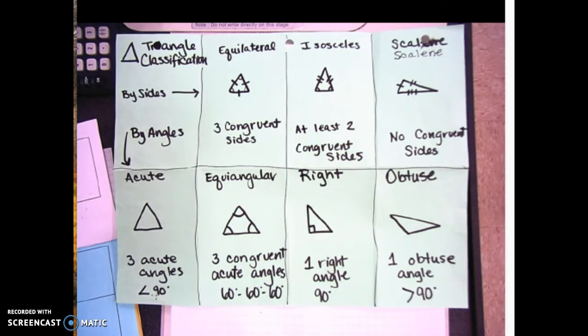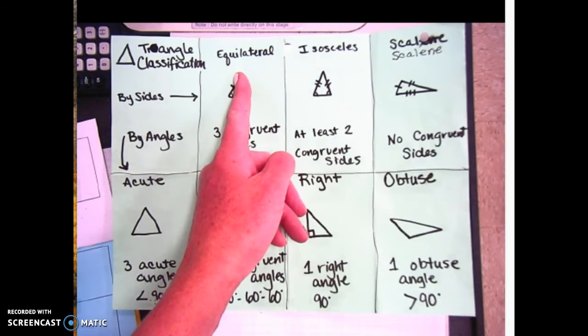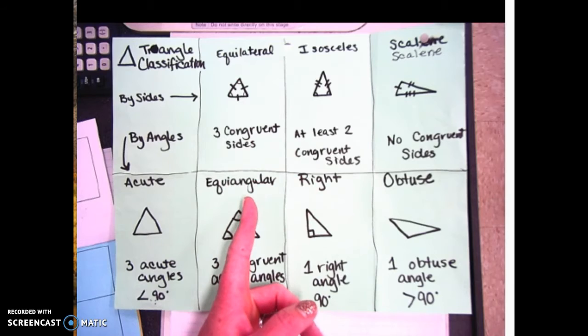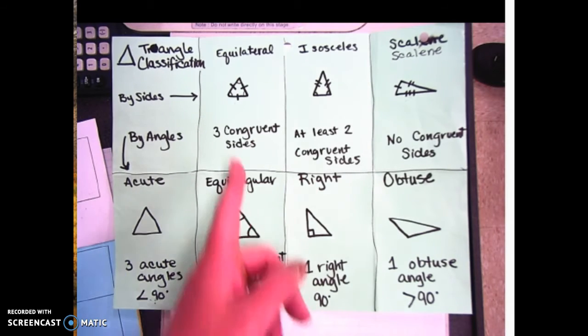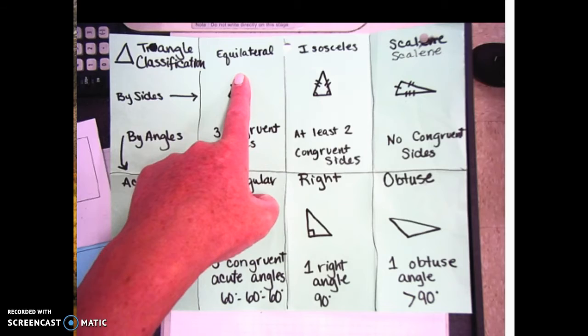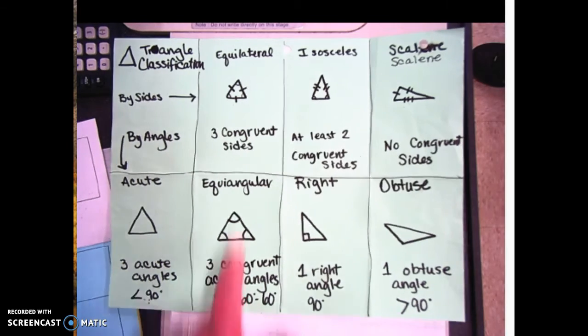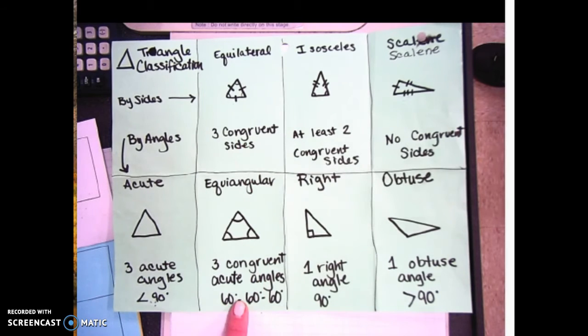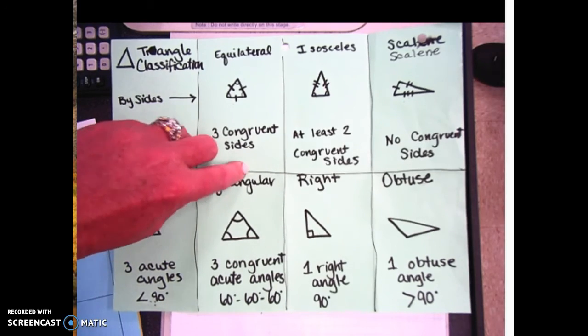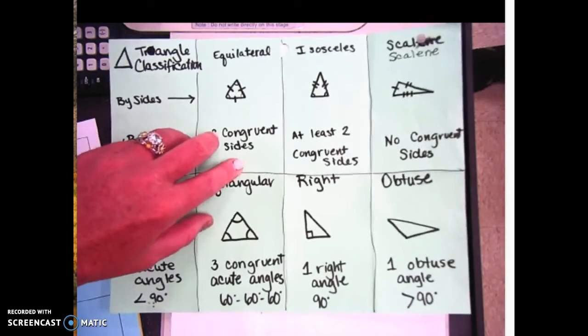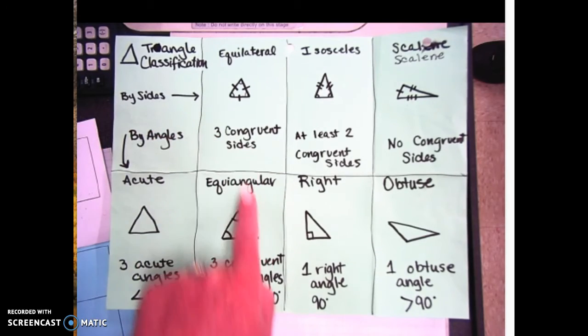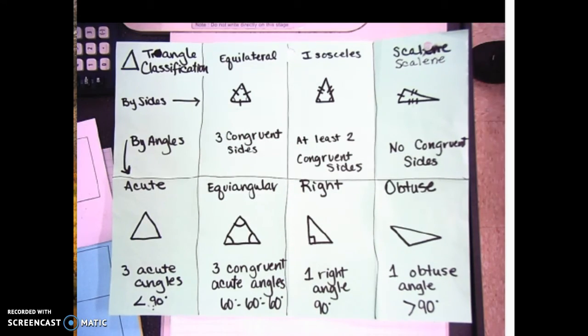So one thing I want to point out here is that I strategically placed where the equilateral triangle is at with where the equiangular triangle is at. If your triangle is equilateral, guess what? It's also going to be equiangular. If you have 3 congruent sides, you're also going to have 3 congruent angles. So what I would do is put like an equal sign going this direction between these 2, because if you have one, you're also going to have the other. Your triangle will be not only equilateral, but it'll also be equiangular.